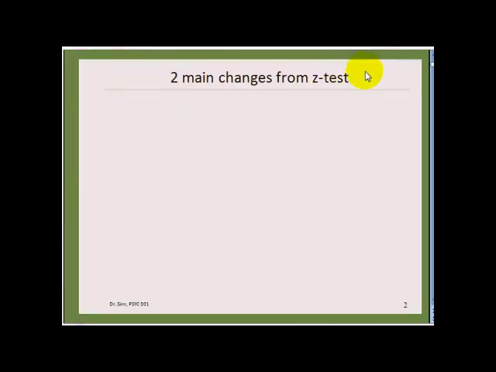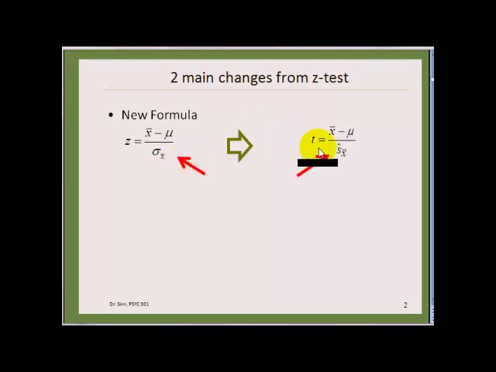All right, a quick overview. There are two main changes from the z-test. First off, we're going to have a new formula. So that's our old formula, the z formula. Now we're going to have t equal to the sample mean minus mu divided by the standard error as a population estimate. So you'll notice this thing on the bottom changes. And that will mean we're dealing with a different distribution.